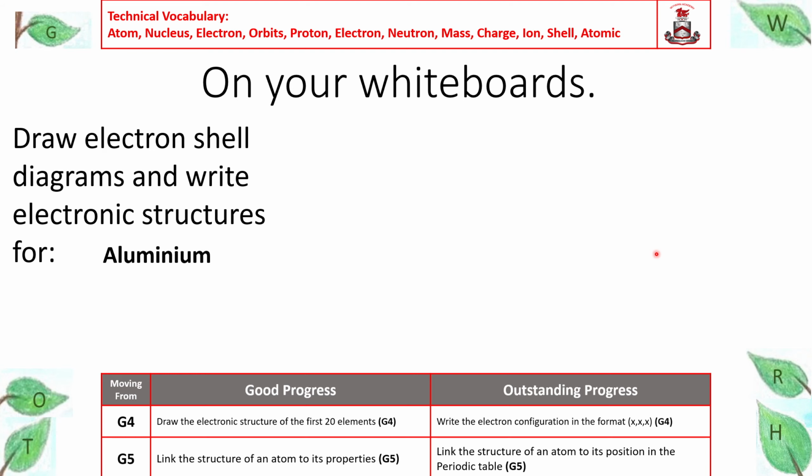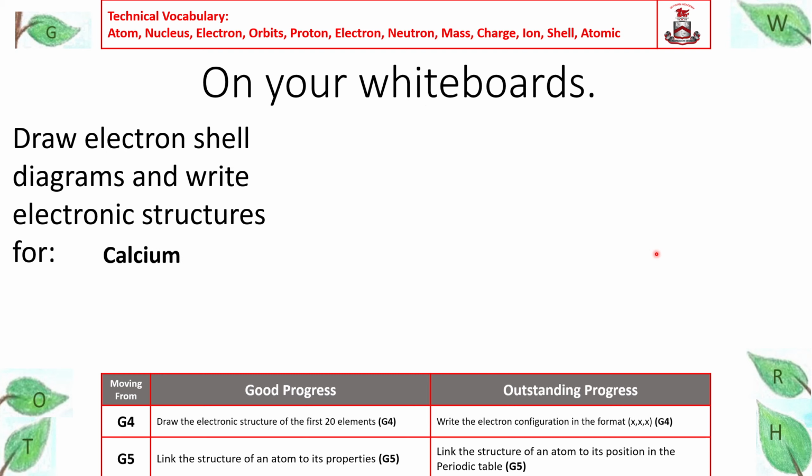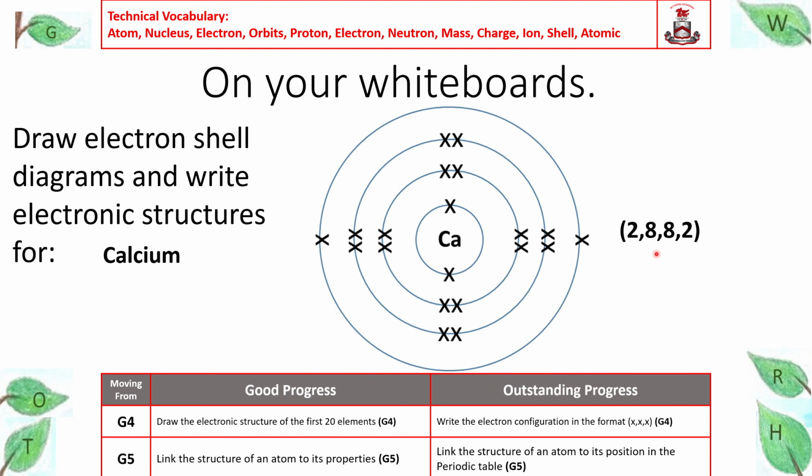Oh, we're not quite done yet, we've got aluminium. So do it again, please. And you should have got 2, 8, and 3. If you have got the hang of this, you can start skipping them. I think calcium is actually the last one. Right, and you should have got 2, 8, 8, 2.